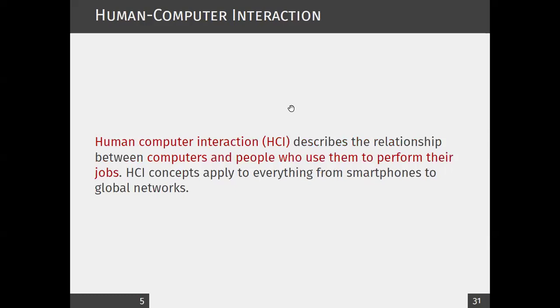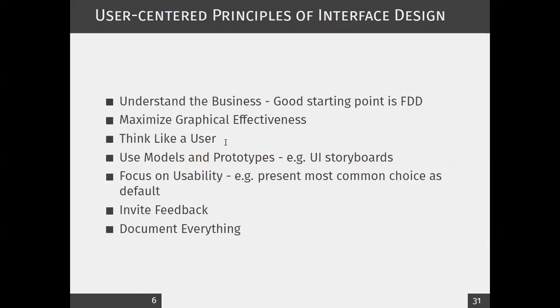And when you talk about this, you have to focus on human-computer interaction. That means we talk about the relationship between computers and people, right? So when you make those, you have to think from a person using a smartphone to a very large network. If you particularly focus on interface design, these are the things you should think about. For example, you need to understand the business first.